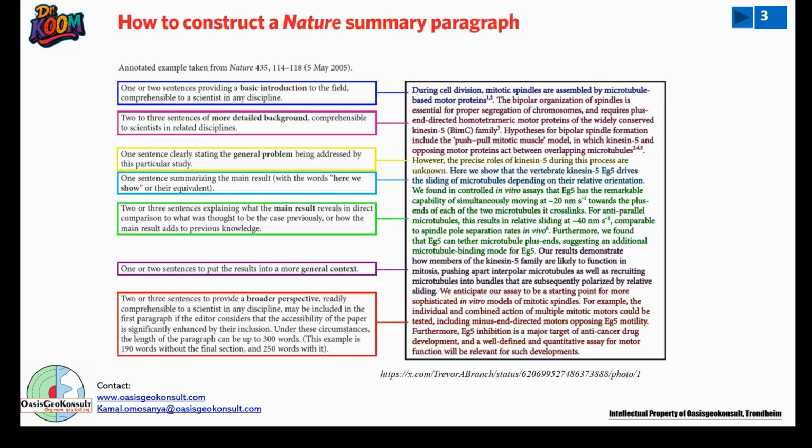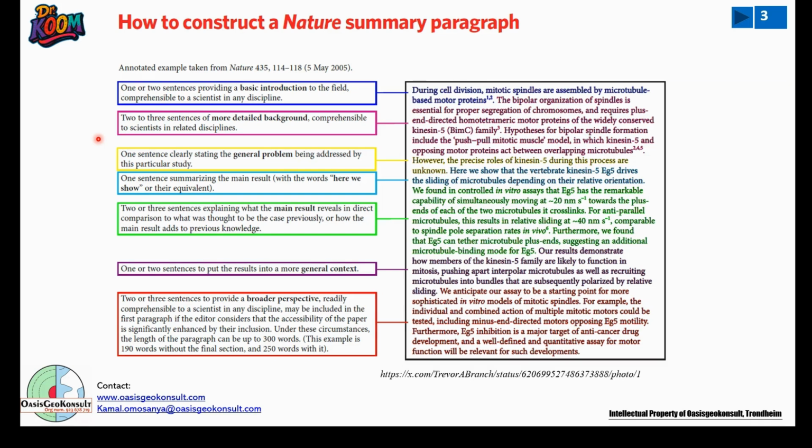Now, let's talk about the Nature template. This is what it is. You can find it online by just typing Nature publication template or abstract template, and they actually tell you what each paragraph should present when you write an abstract for Nature. For example, you should start with 1 or 2 sentences providing a basic introduction to the work, comprehensible to any scientist in your discipline.